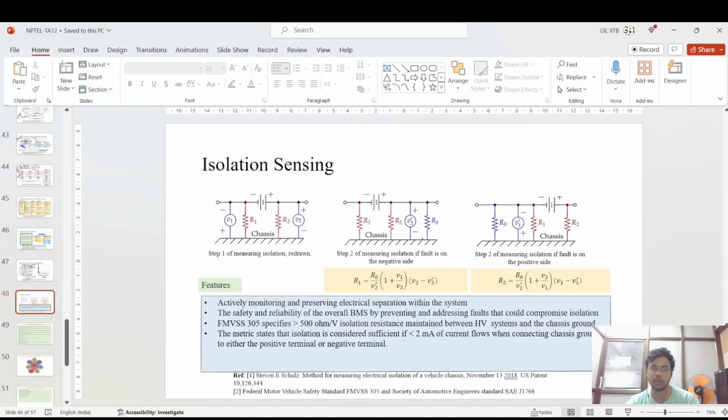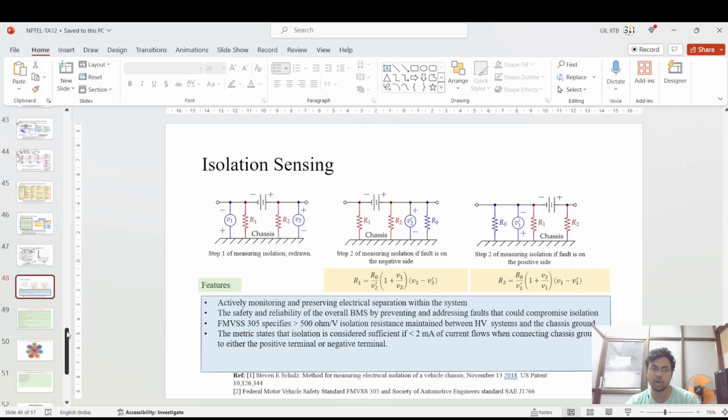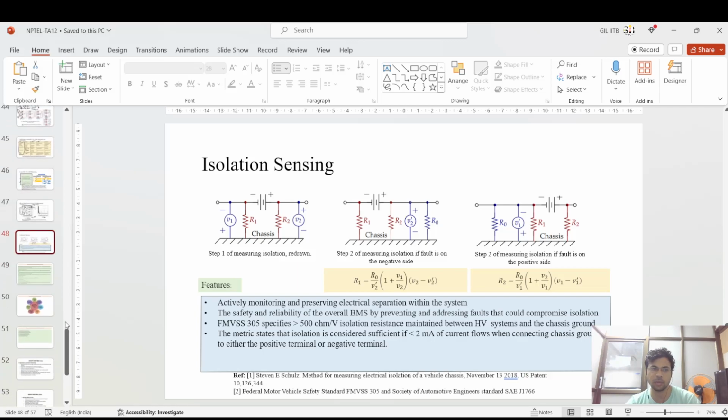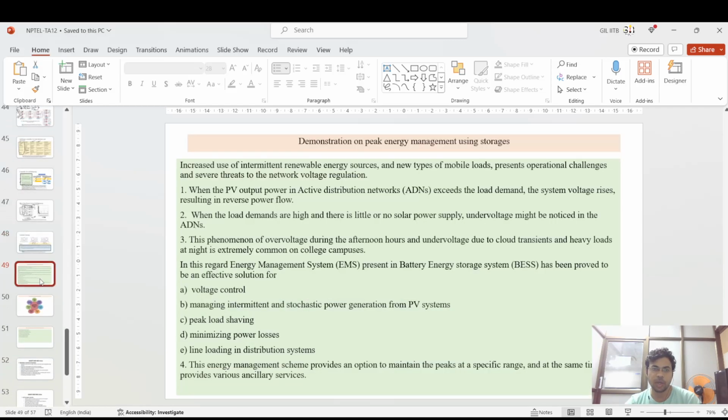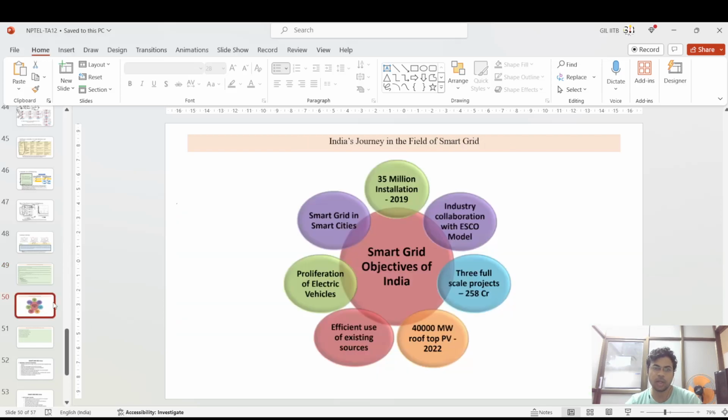These values are calculated using some methods by creating a fault on the right side and a fault on the left side. By that, R1 and R2 are calculated. If you are interested, you can go through this slide, but otherwise this is not necessary for this lecture. And the other topic, which I have already explained, is peak saving, minimizing power losses, line loading and so on.